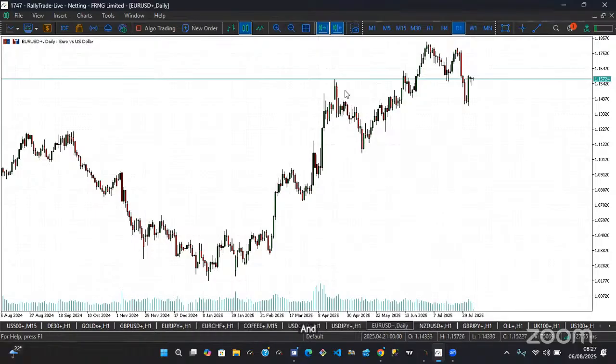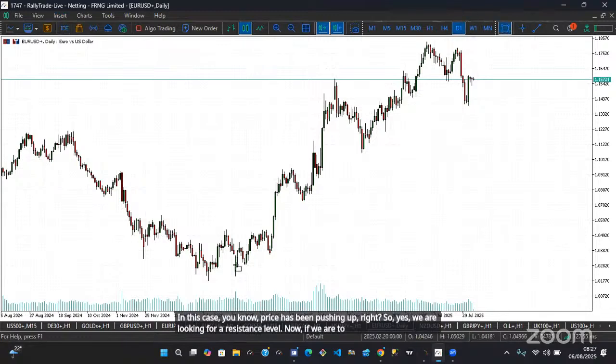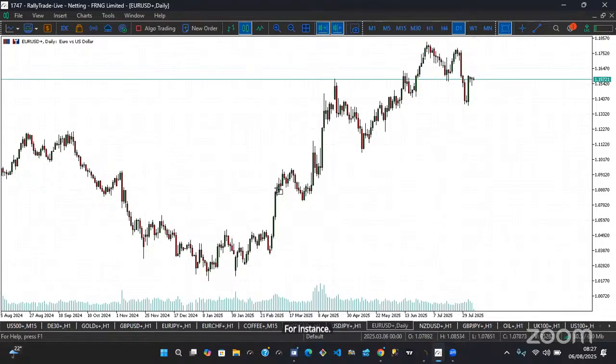And watch out for when price broke above that resistance level. In this case, price has been pushing up, right? So yes, we are looking for resistance level. Now, if we are to test it out, for instance, this was a resistance level, price did 1, 2, 3, 4, 5, 6 days straight retracements. Bearish, bearish, bearish, very significant. So hence, price then recovered and broke out of that level.